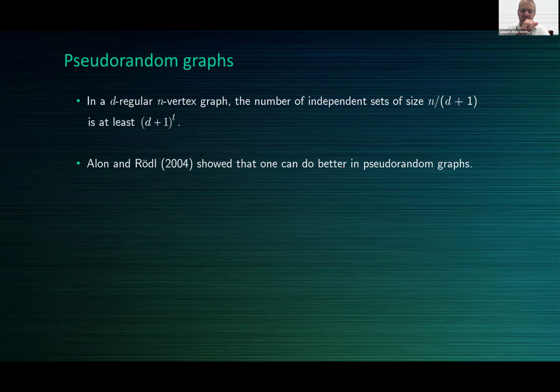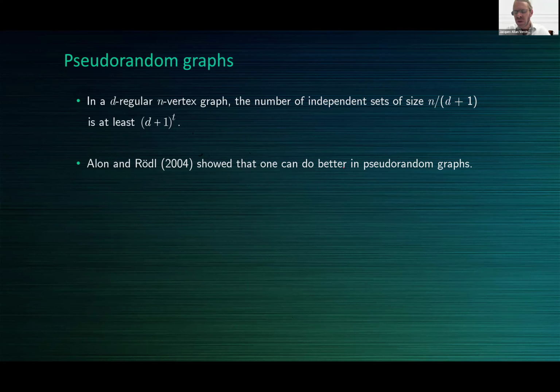And so why do we want to know the eigenvalues of these pseudo-random graphs? We would like to use these in Ramsey theory. So in a d-regular n-vertex graph, the number of independent sets of size n over d plus 1 is at least (d plus 1) to the power of t. That's a trivial argument because you just pick a vertex and delete all its neighbors and repeat. And you don't run out of space if all you want is n over d plus 1 vertices. Not only that, a disjoint union of cliques of order d plus 1 shows this is tight.